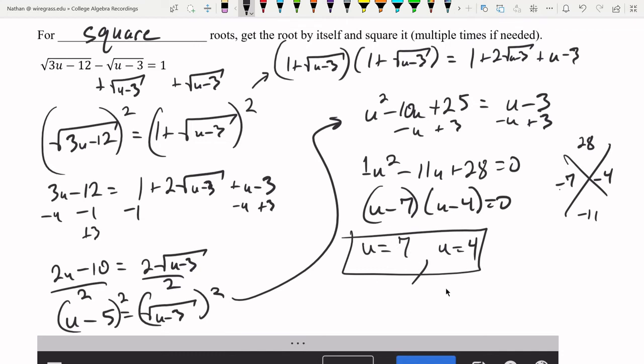So we need to test these values. And you just test them by plugging them into the square roots here. 3 times 7 is 21. Minus 12 is 9. So we have the square root of 9.